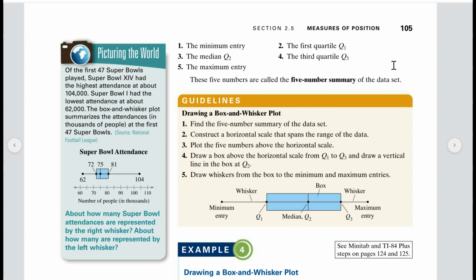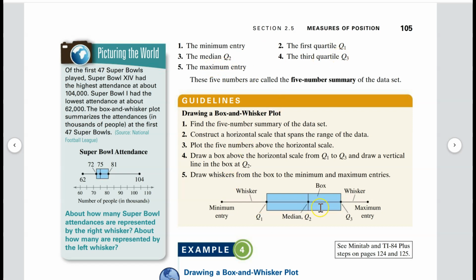Next page. So this kind of goes back to everything we've been doing in chapter 2, which is how to display the data in a meaningful way. So these are the 5 things we need to be able to do a box and whisker plot. We need to know the minimum, Q1, Q2, Q3, and the maximum.